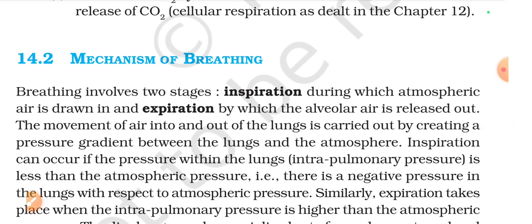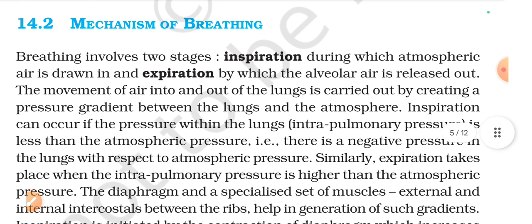Next heading is mechanism of breathing. Breathing involves two stages: inspiration, during which atmospheric air is drawn in, and expiration, by which the alveolar air is released out. The movement of air into and out of the lungs is carried out by creating a pressure gradient between the lungs and the atmosphere.